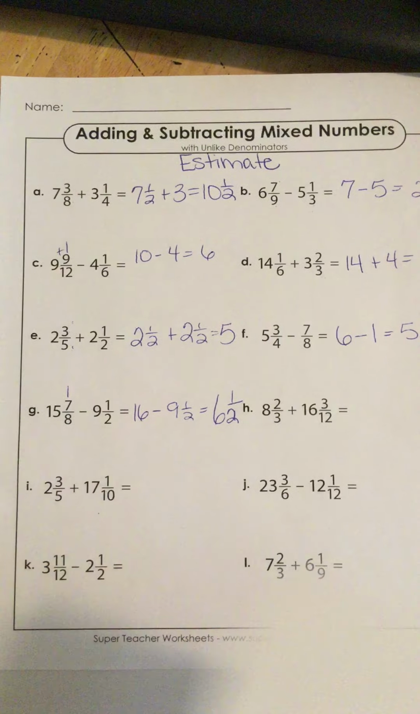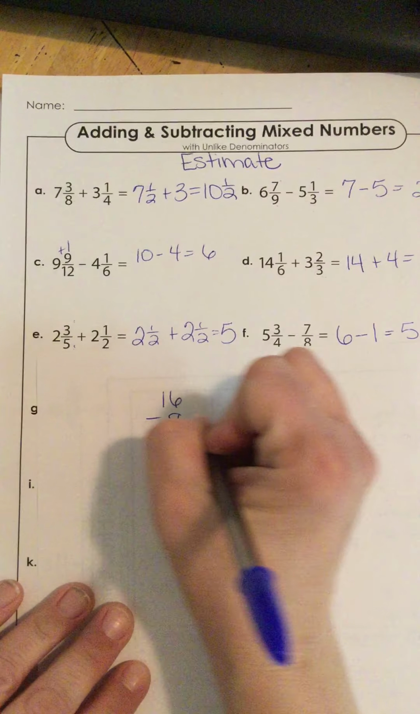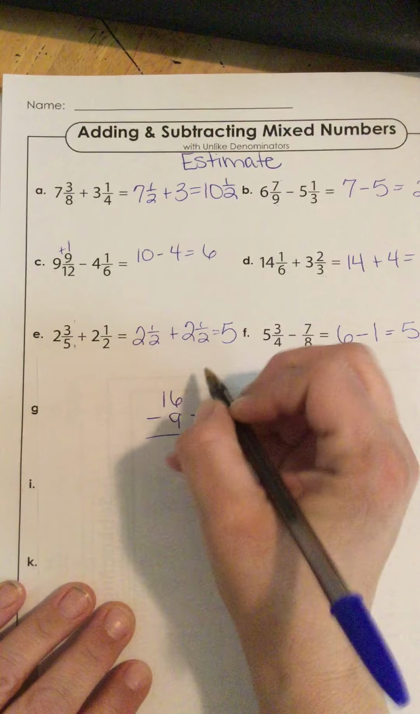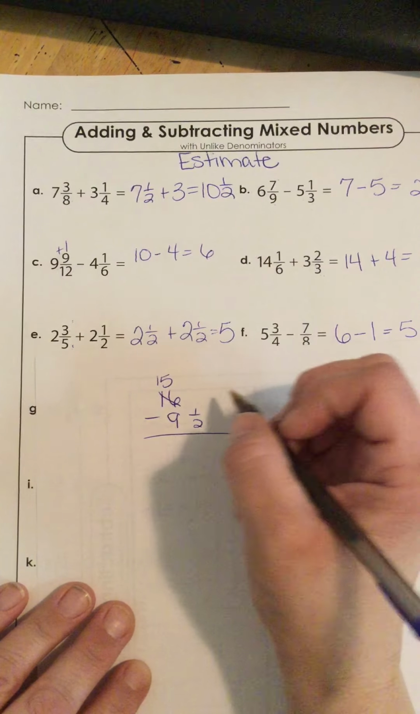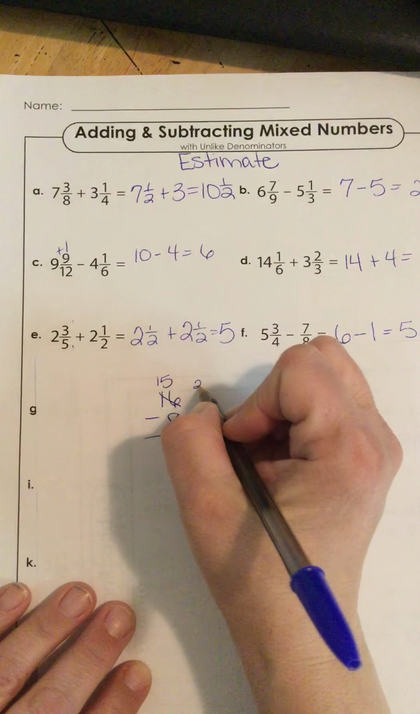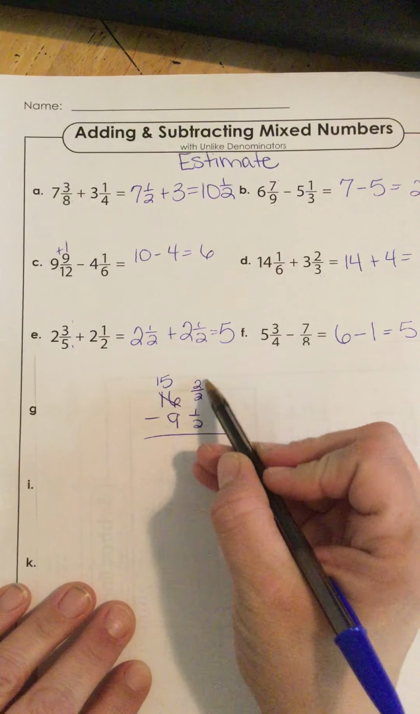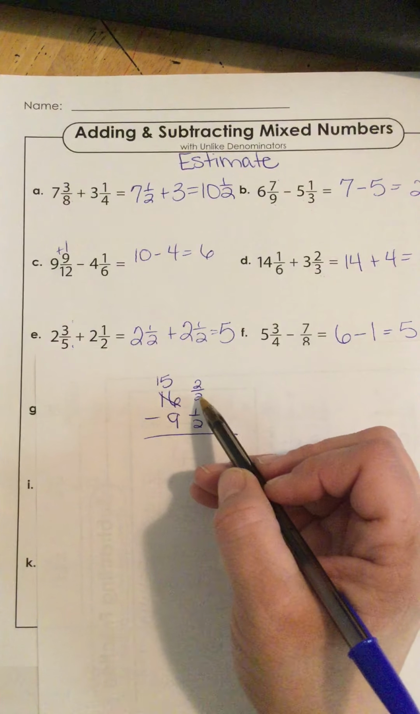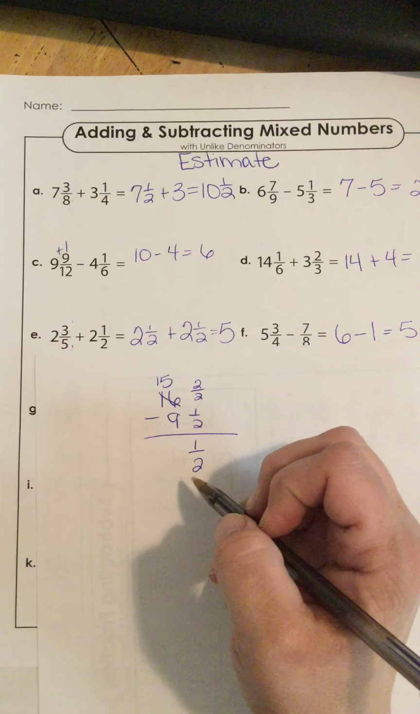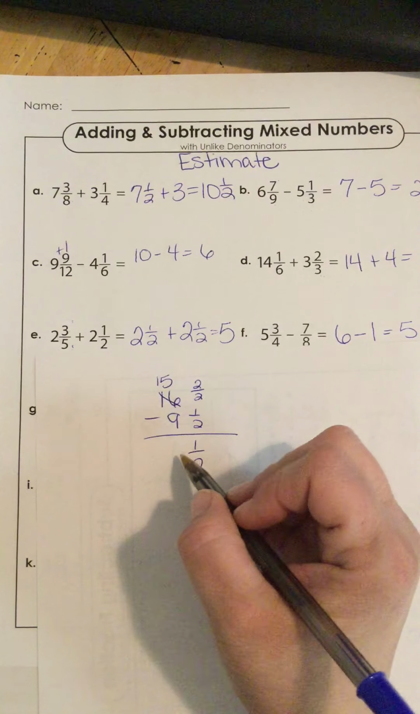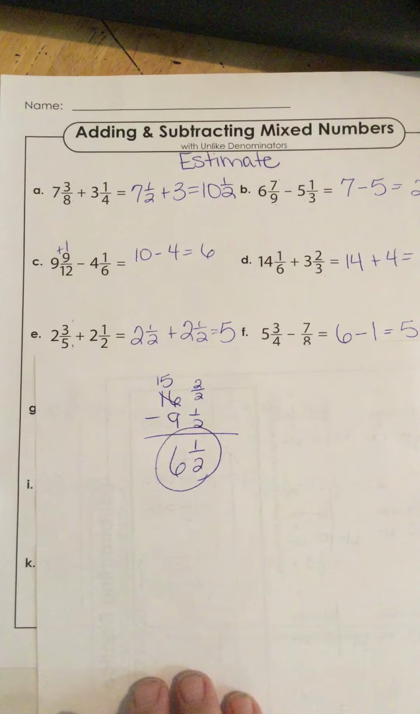You could also say 16 minus 9.5. Change this, like we learned the other day, borrow and make this 2/2. So that's 15 plus the 2/2 whole number makes it 16, right? So 2 minus 1 is 1, and then 15 minus 9. Still 6.5. Okay.